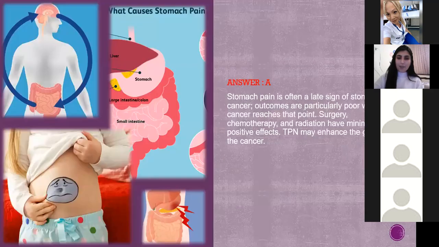The answer is A. Stomach pain is often a late sign of stomach cancer. Outcomes are particularly poor when the cancer reaches that point. Surgery, chemotherapy, and radiation have minimal positive effects. TPN may enhance the growth of the cancer.